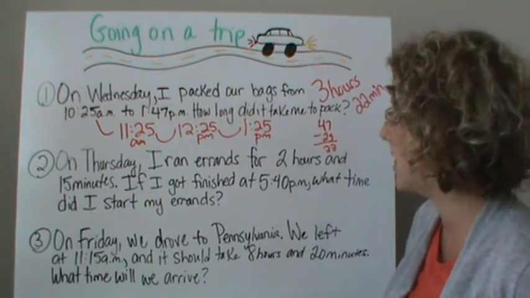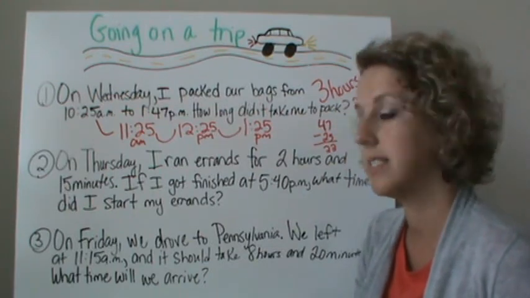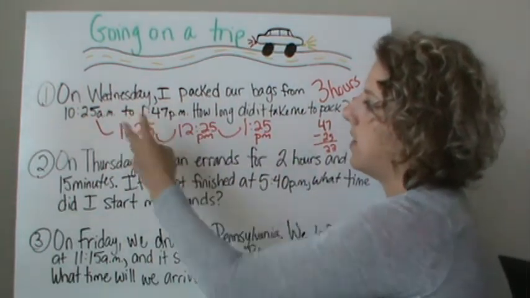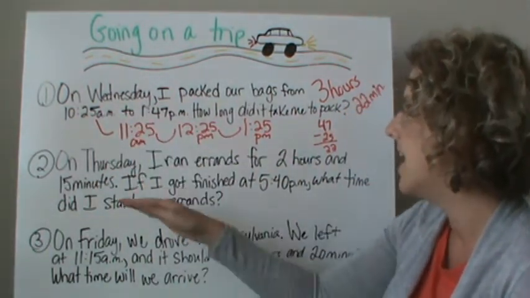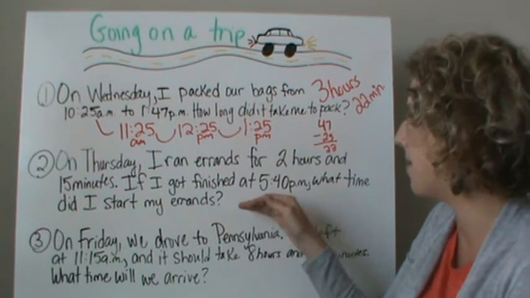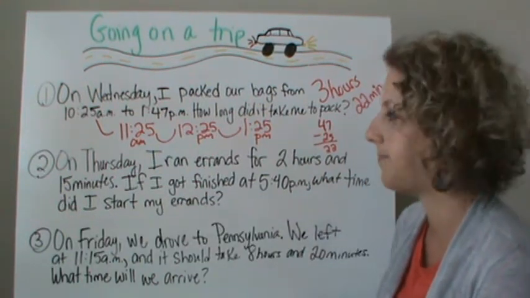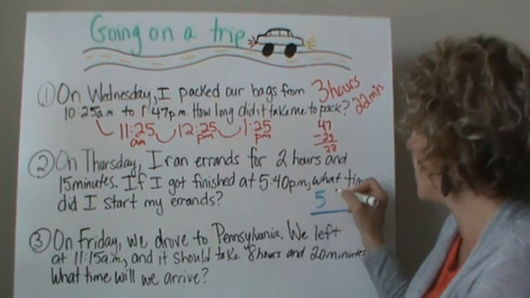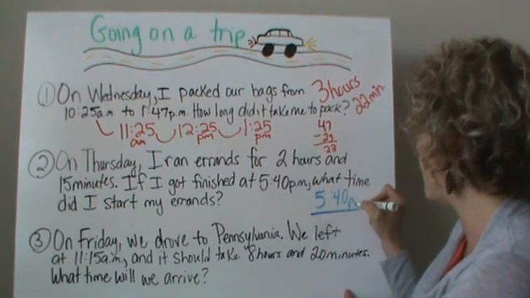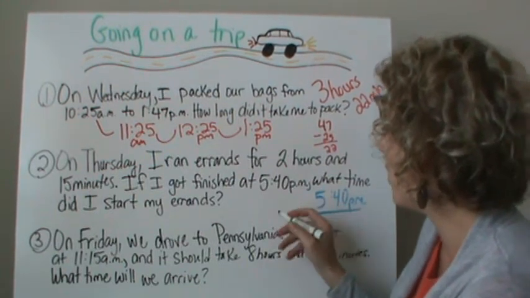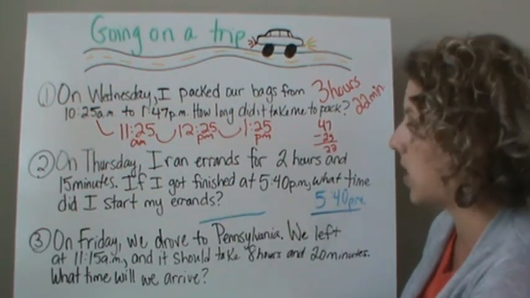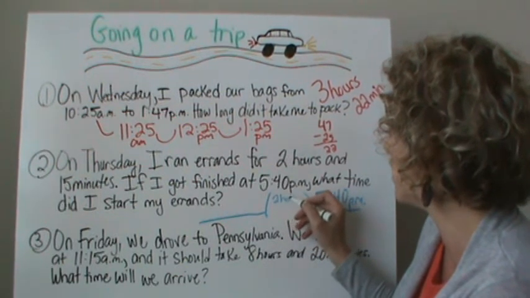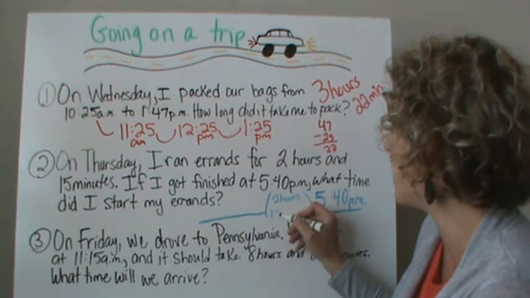Then on Thursday, I ran errands for 2 hours and 15 minutes. So this time I gave you the hours and minutes, unlike before, when I gave you the times. If I got finished at 5:40 p.m., what time did I start my errands? So we know that we finished at 5:40 p.m., okay, afternoon. We want to know what time did I start. And in between here we know that it's 2 hours and 15 minutes.